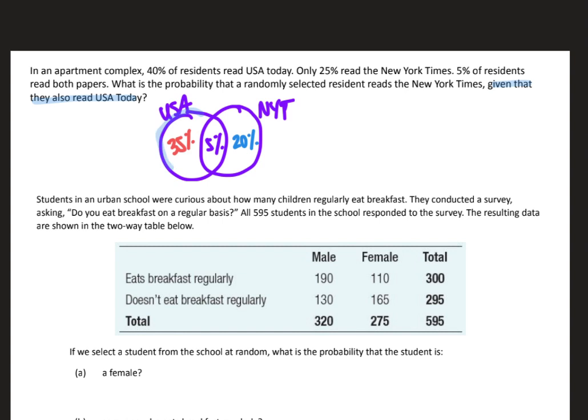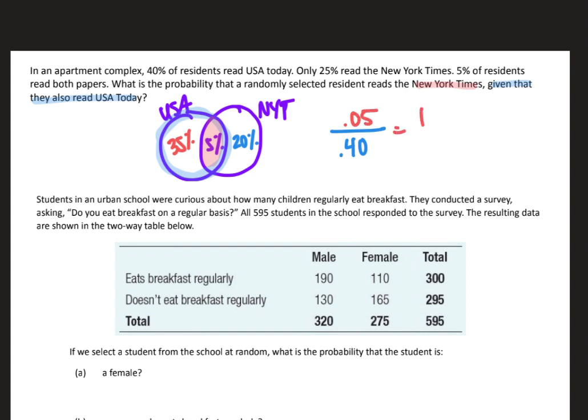So in this case, we're only looking at the circle on the left-hand side. We know that this person reads USA Today. That means our denominator is going to be 40% or 0.40. And of that percentage, the percentage that read the New York Times is just that 5%. So that's going to be 0.05 on top.